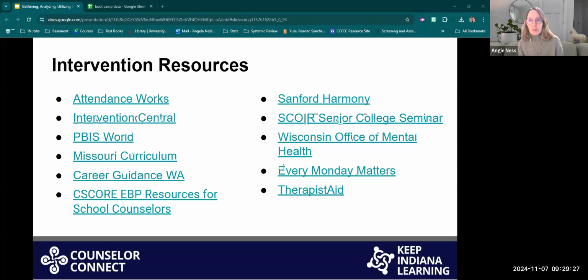Intervention Central, I haven't used quite as much, but there's a lot of information on there that's free. PBIS World, I love. You go in and click on the issue or the concern that you're having. It asks you a bunch of questions about what you've done already, and it gives you tier 1, tier 2, and tier 3 suggestions for interventions. Missouri has their own curriculum. Washington State has some career guidance curriculum.